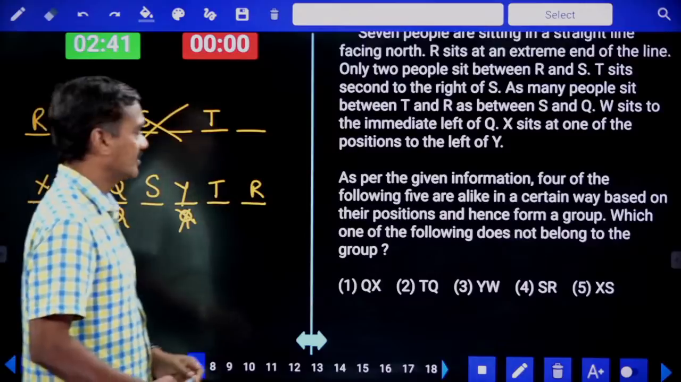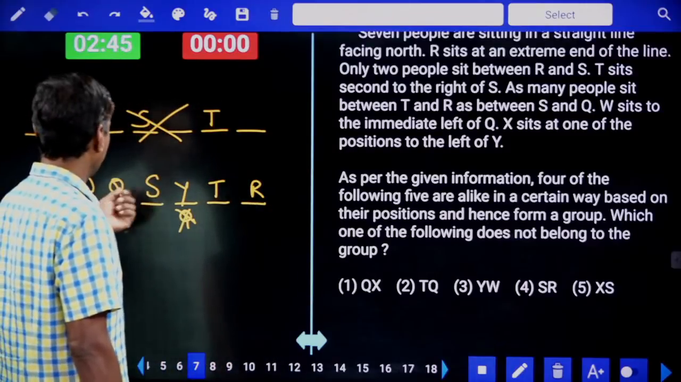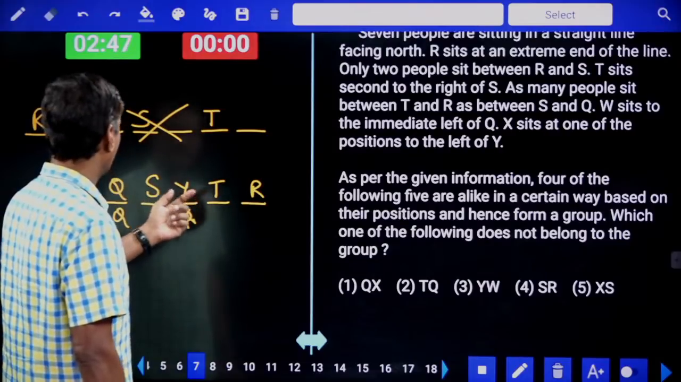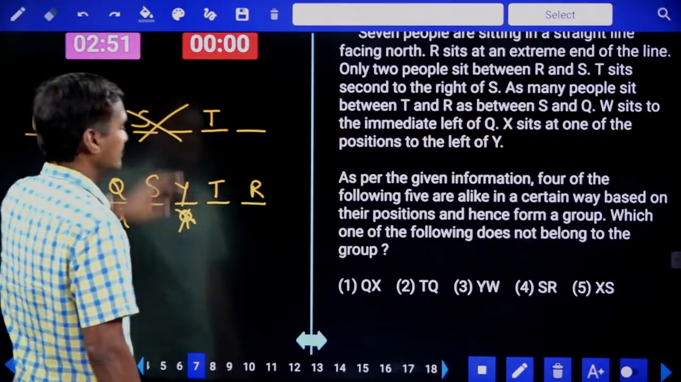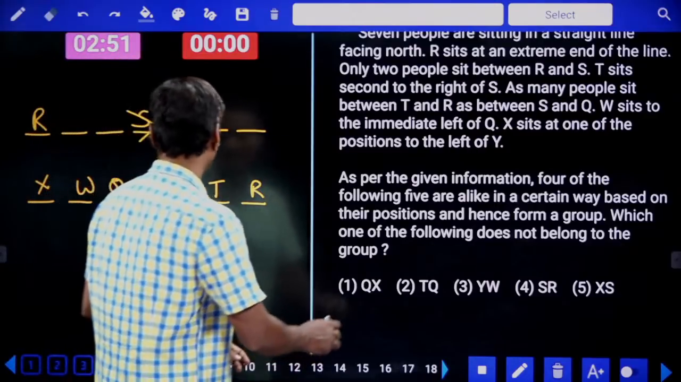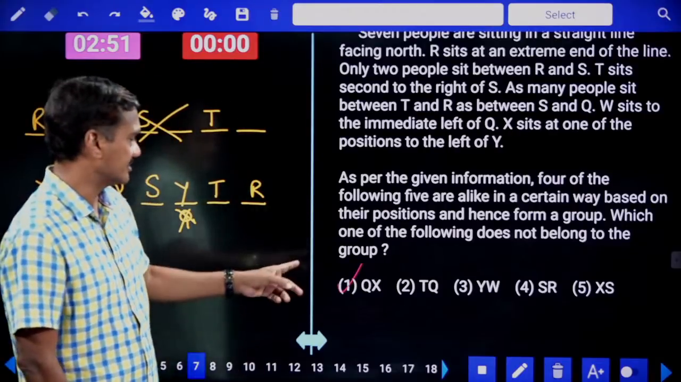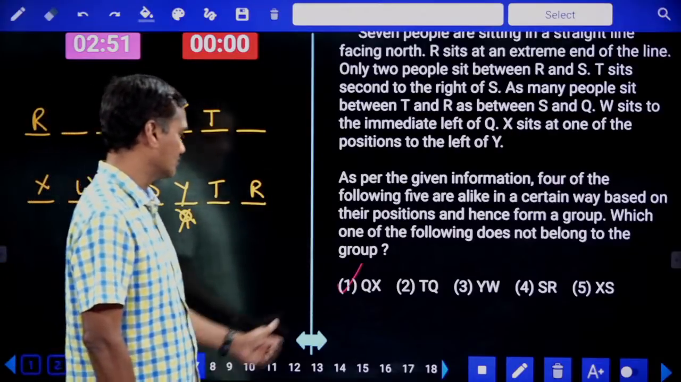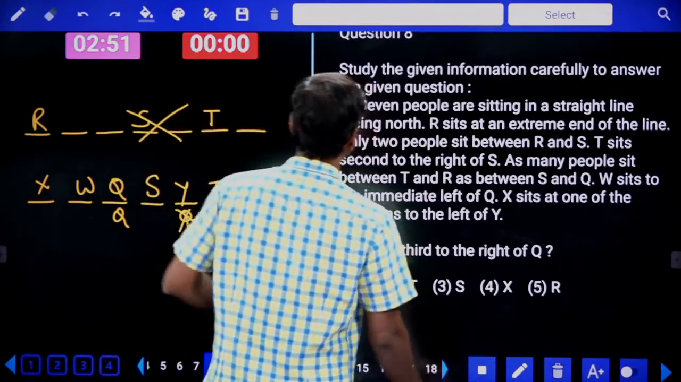Then 4 out of the following is odd one out, Q and X. Now Q and X, there is one person. Between T and Q, there are two persons. Y and W again two persons. S and R two persons, and so on. Hence, what is your answer here? Except choice 1, in the remaining choices there are exactly two persons, but whereas in choice 1, there is only one person between these two. Hence, first one is odd one. Question number 7.